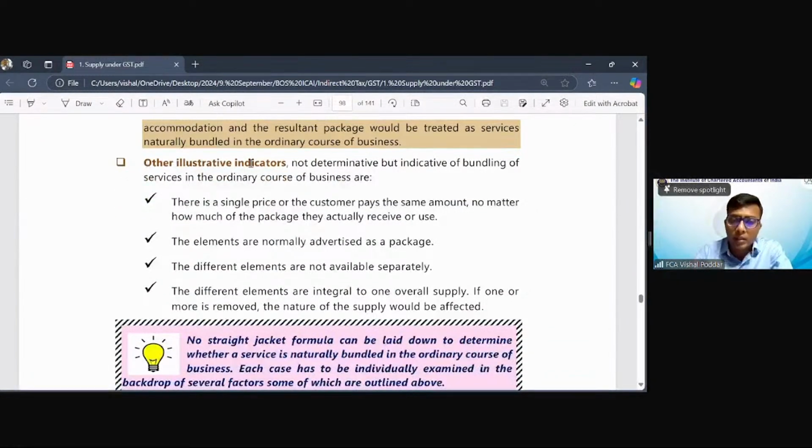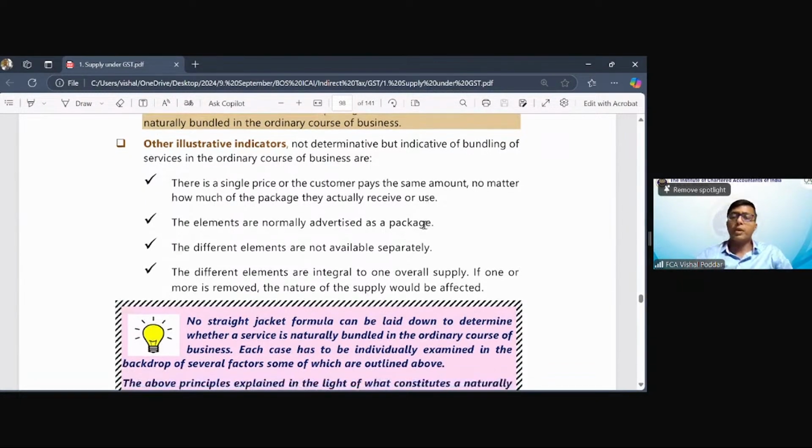And then some other illustrative indicators: there is a single price, or the customer pays the same amount no matter how much of the package they actually receive. Whether you provide 2 items or 3 items, the price remains the same. Like in the thali system, there may be 4 or 5 items, but the price remains the same.